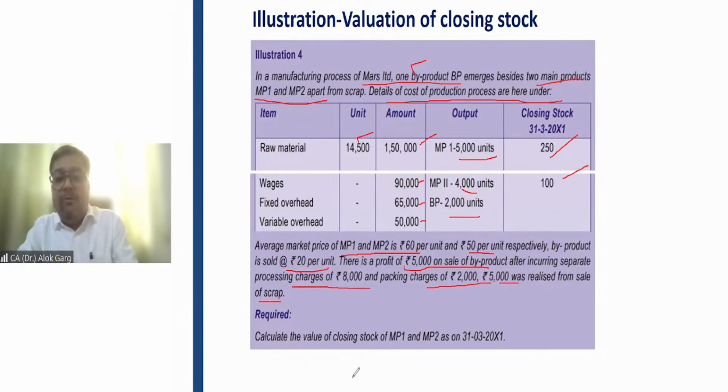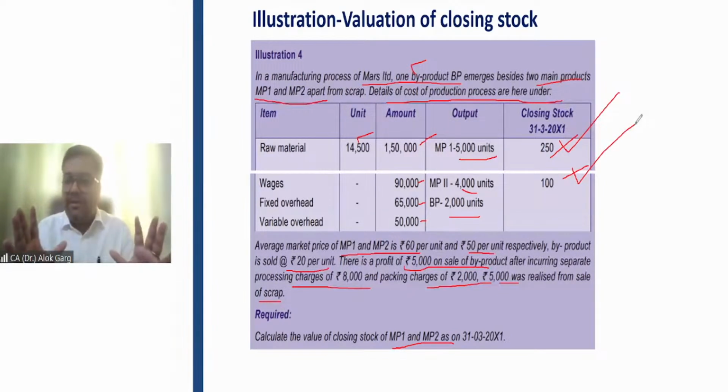Calculate the value of closing stock of MP1 and MP2, the value of 250 units and 100 units, on 31st March 2001. This is the question. Let me know if you have been able to understand this question. There are three products, two main products, one byproduct, and there is some scrap as well. The cost is given in this column, the total output is given in this column, and the closing stock is given in this.